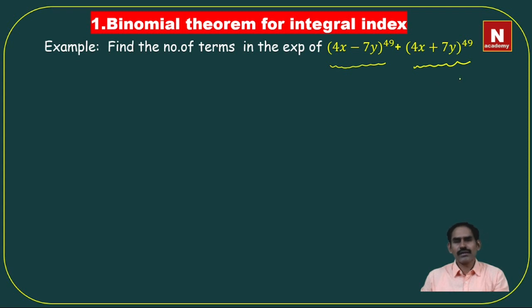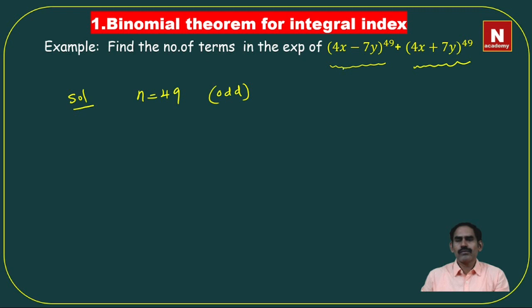Total 100 terms. But some positive and negative terms get cancelled. After cancellation of positive and negative terms, how many remaining terms, how many distinct terms are there, is what they are asking. So here it depends on n. n equals 49.